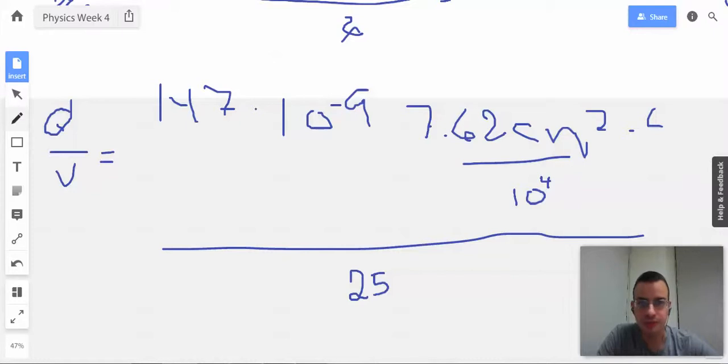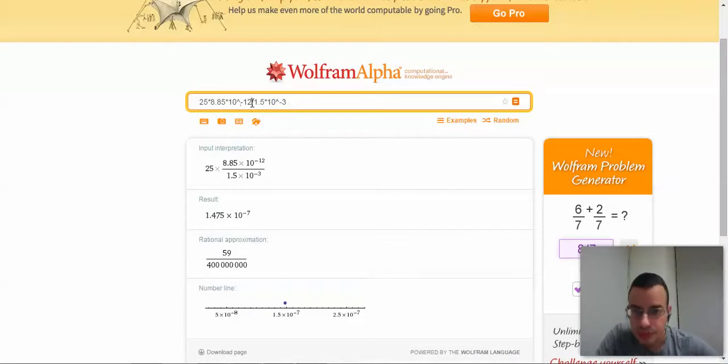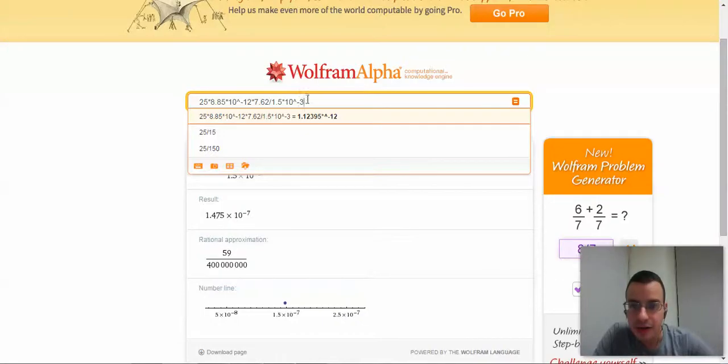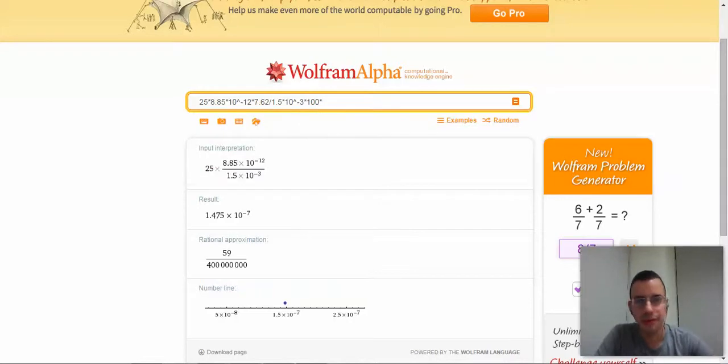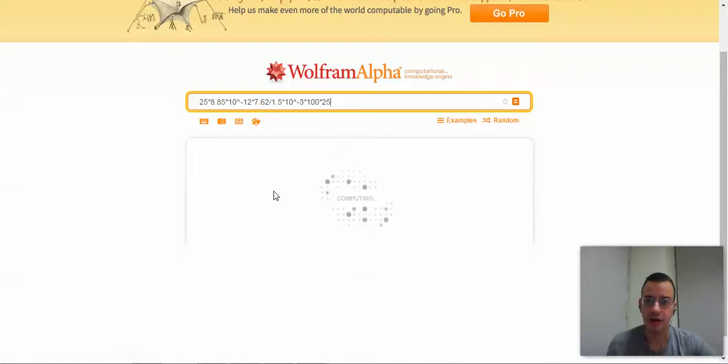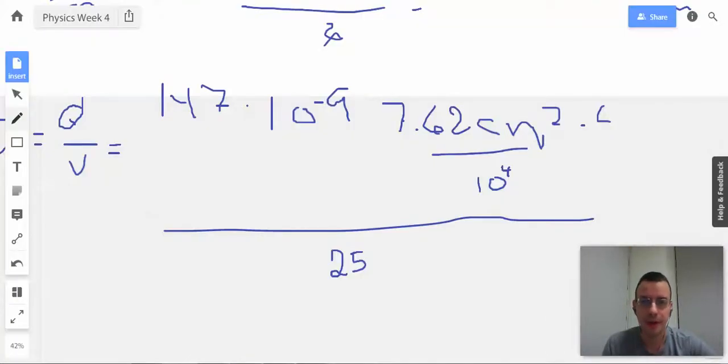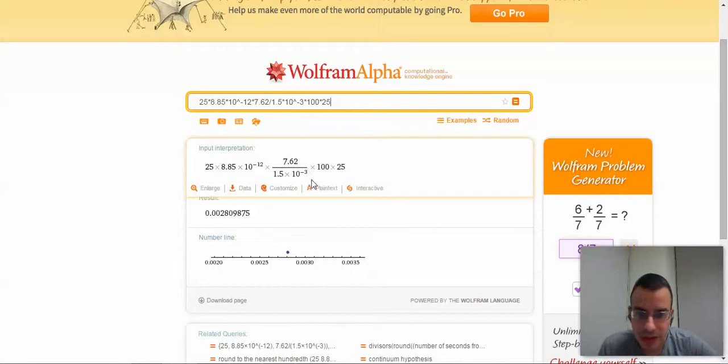We need to multiply it by 7.62. All right. Divide by 1,000, and then also divide by the 25. And I'll look and see if I actually put this in right. So this is the surface charge density. We have 7.62 on the top. I want that on the bottom. We're dividing by 1,000.